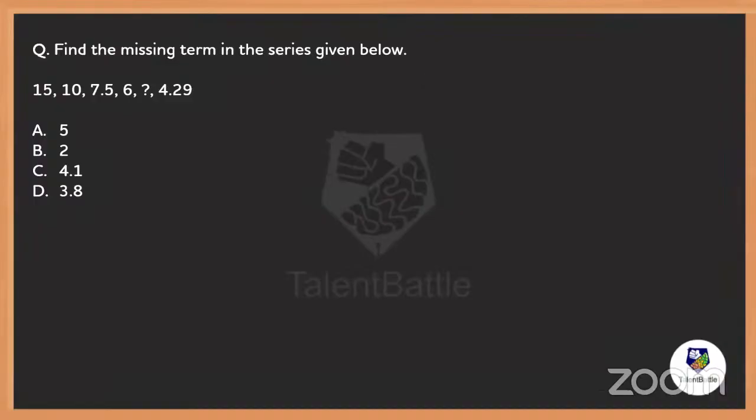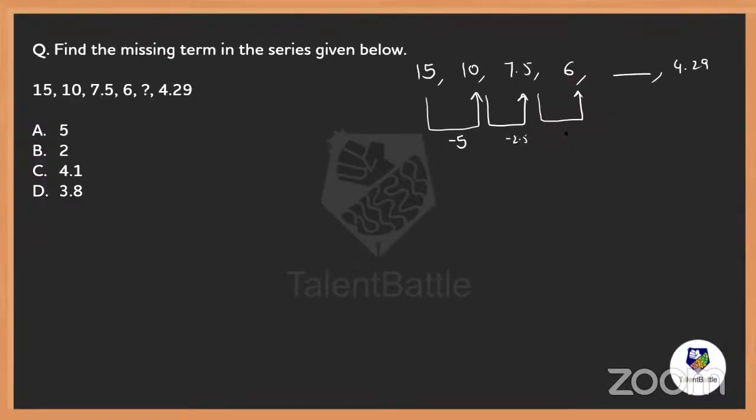Okay, nice. This is a very good question to solve. Mostly people will solve with 15, 10, 7.5, 6, dash, 4.29. If I'm not wrong, mostly people will start this way. 15 minus 5 is 10. 10 minus 2.5 is 7.5. 7.5 minus 1.5 is 6. Then what is the next?